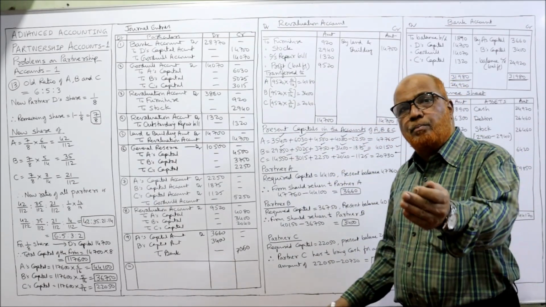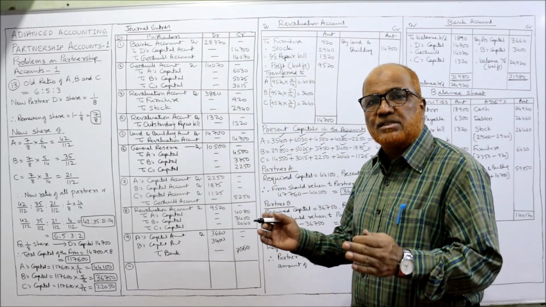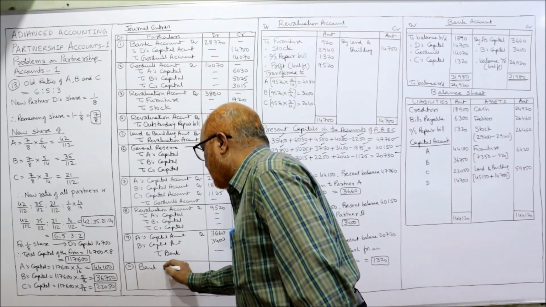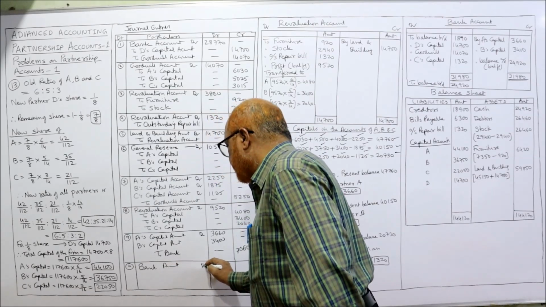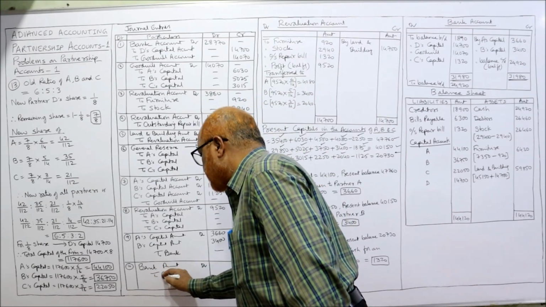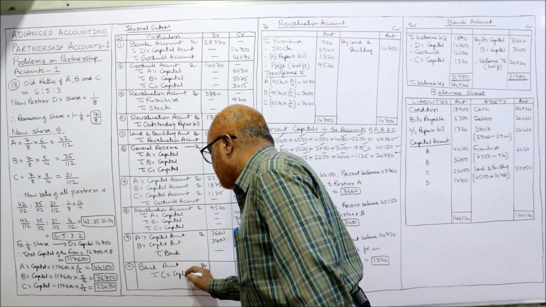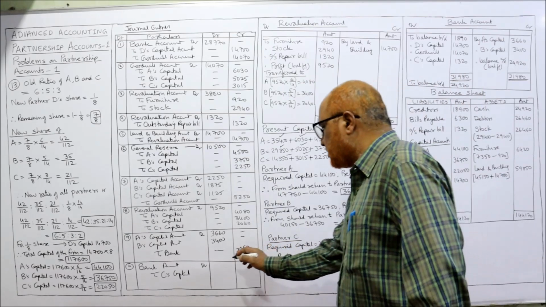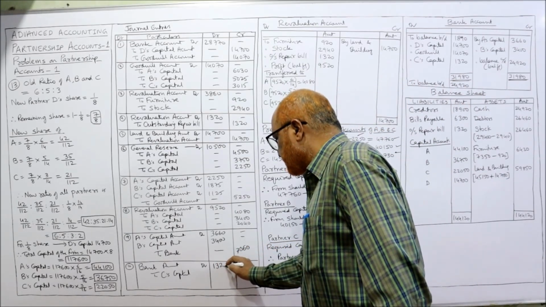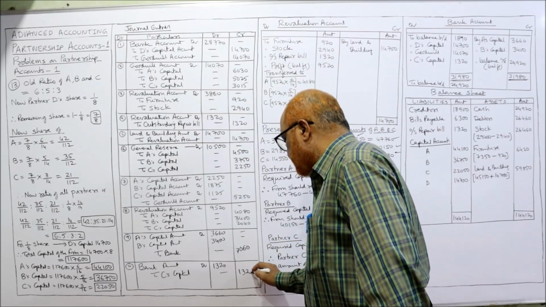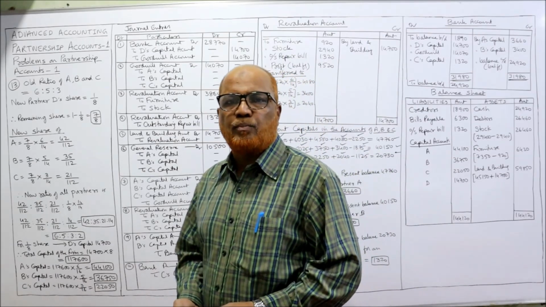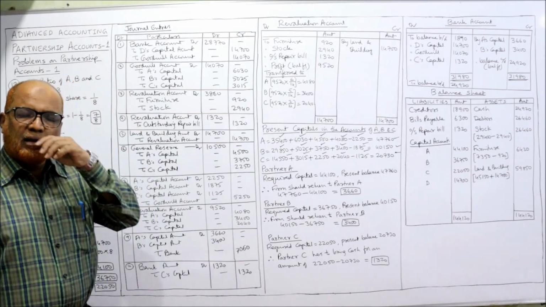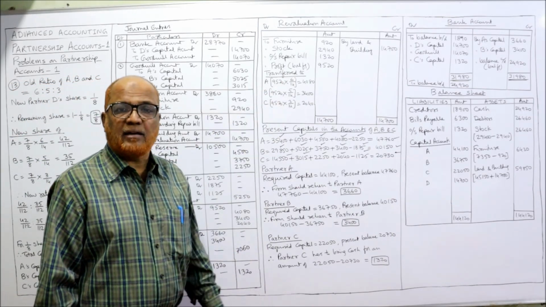Now C has to bring cash, so the firm is getting cash. The entry will be bank account debit to C's capital. How much cash does C have to bring? 1,320. Being cash brought in by partner C. That's it. Now we find out what is the balance in the bank account.